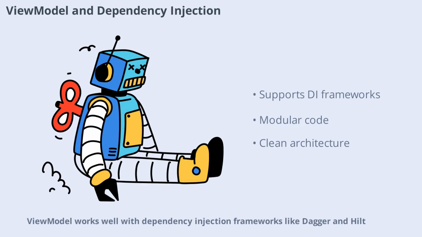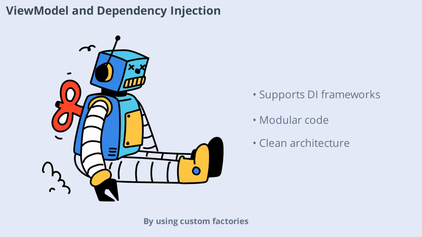ViewModel works well with dependency injection frameworks like Dagger and Hilt. By using custom factories, you can inject dependencies directly into your ViewModel. This makes your code more modular and testable, and it allows you to build complex apps with clean architecture.